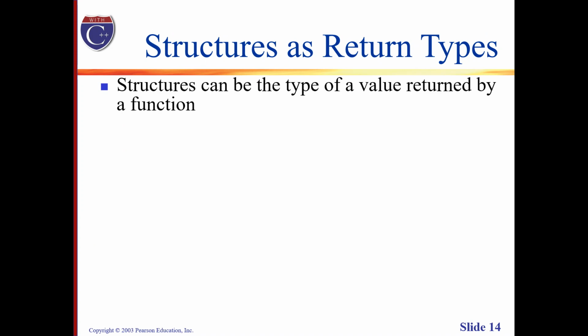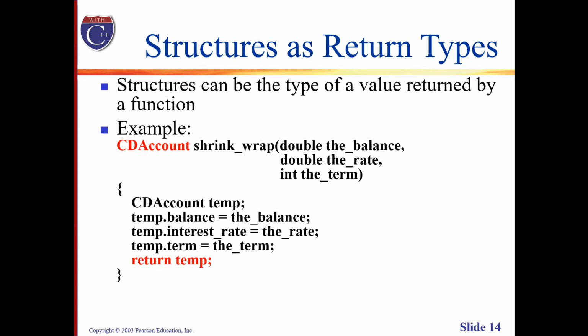We can also have structures as return types. Structures can be the type of a value returned by a function. Here's an example. As you can see here, we have the following function definition. But if we take a look at its return type, it is actually a structure, which in this case is CDAccount.